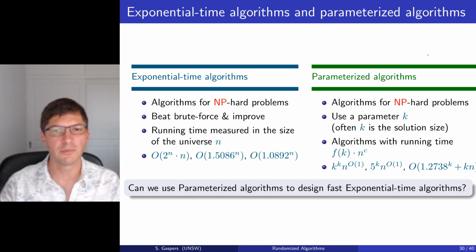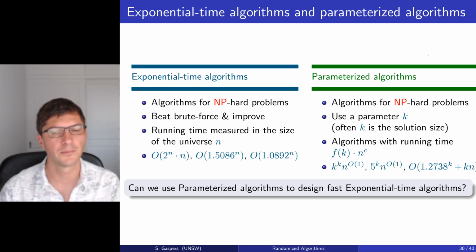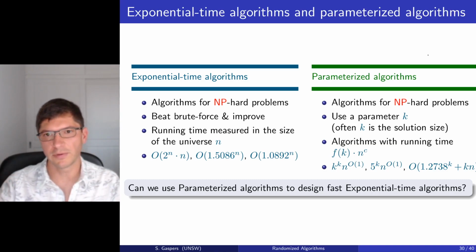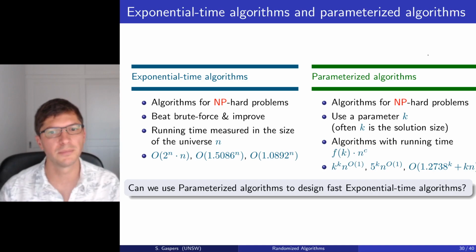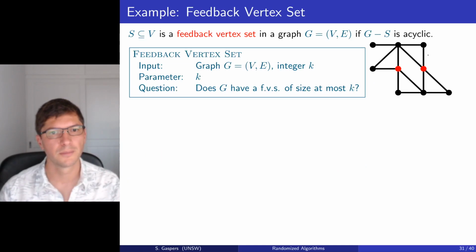Now the question is, can we somehow use this progress in order to also design faster exponential time algorithms? So suppose that we have a very fast parameterized algorithm. Does this imply that we also have a kind of fast exponential time algorithm? And let's focus specifically on feedback vertex set for now.